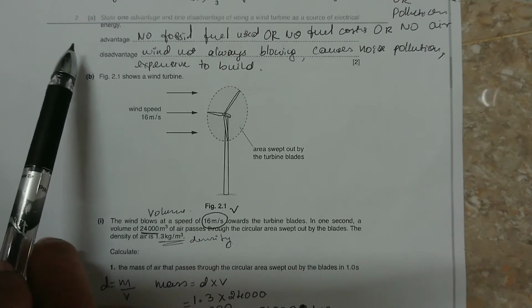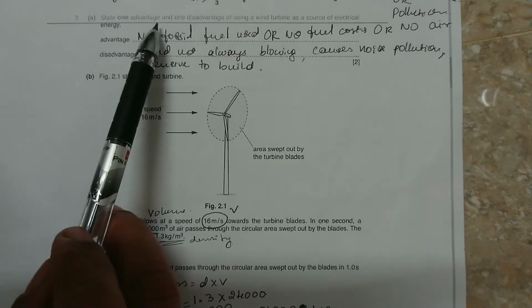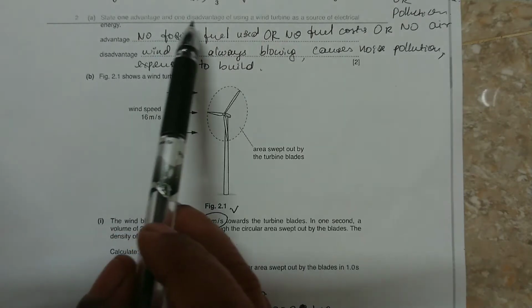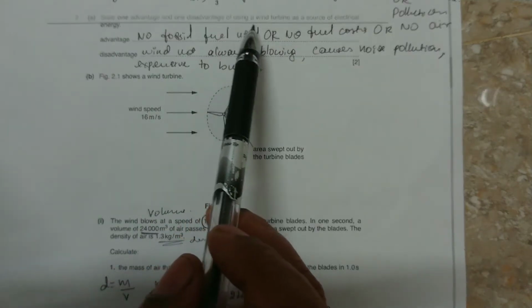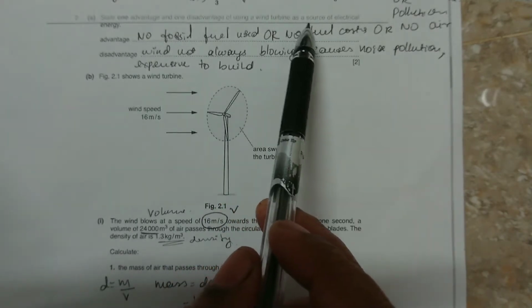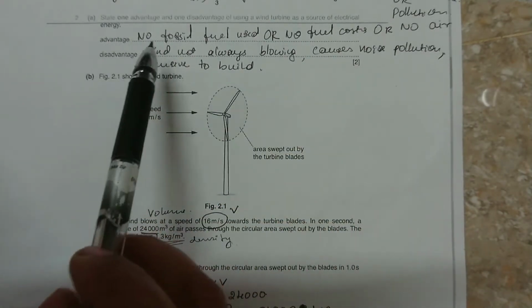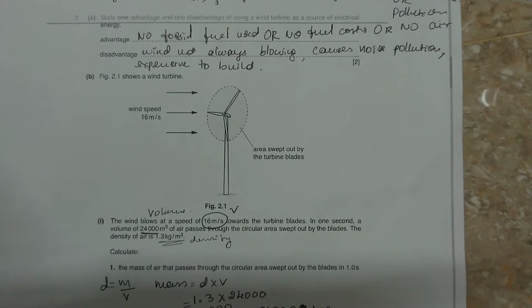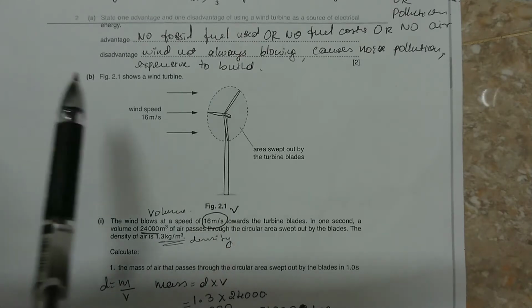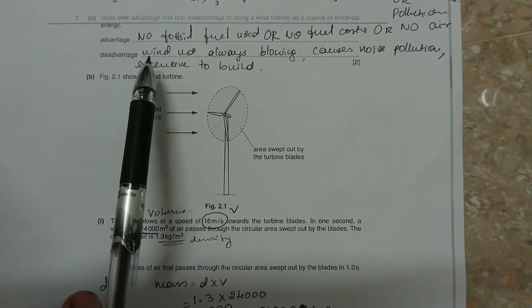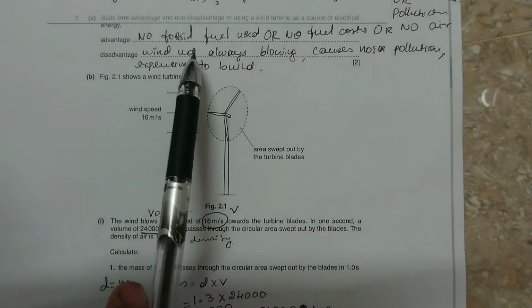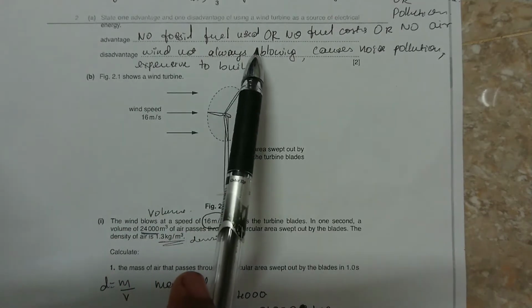Second question, state one advantage and one disadvantage of using a wind turbine as a source of electrical energy. So here they are asking you what is the advantage and also one disadvantage of a wind turbine. So the given diagram is of a wind turbine. So in the advantage part, you can say that no fossil fuel is used.